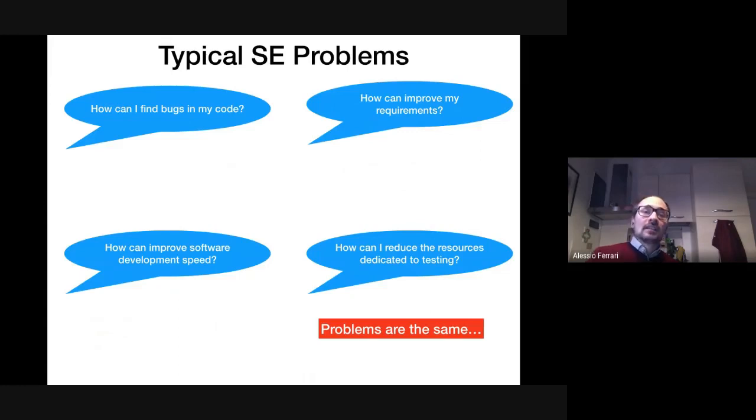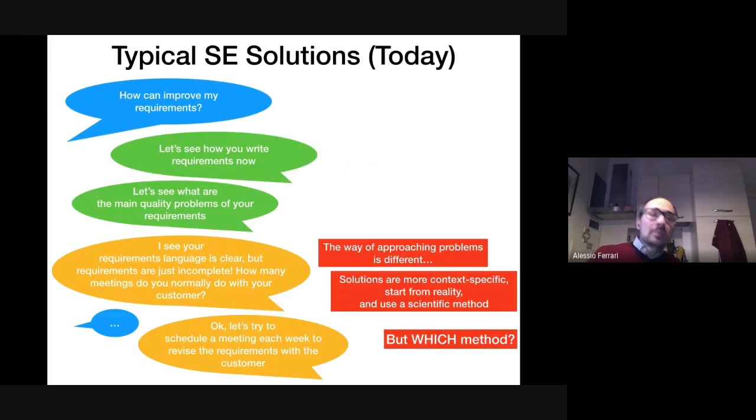So the typical software engineering problems, after introducing this new way of thinking, do remain the same. It's still: how can I find these bugs in the code? How can I improve the requirements? How can I reduce the resources dedicated to testing? And how can I improve software development speed, and all the other types of problems related to the stakeholders, to the tasks of the software process? So the problem is the same, but the typical software engineering solution today is more based on understanding the reality.